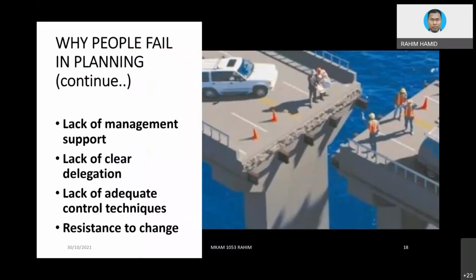Okay, why do people fail? Lack of management support. Again, management wants you to do your CPM using a computer, for instance, but they do not want to send you for training. They do not even want to purchase software or a good computer. If you use an old computer, maybe things could not run smoothly. That is the issue.